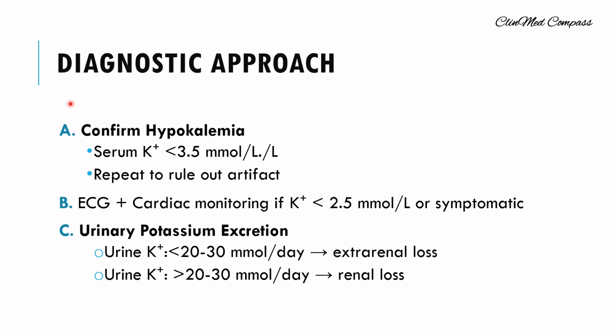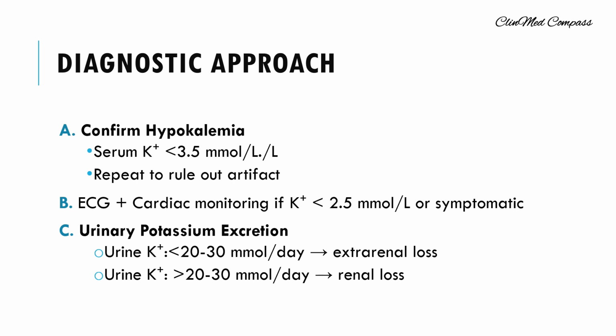Diagnostic approach. First is to confirm hypokalemia. Serum potassium less than 3.5 millimoles per liter. If need be, this can be repeated to rule out lab errors. You do ECG, especially if the potassium level is less than 2.5 millimoles per liter or the patient is symptomatic.